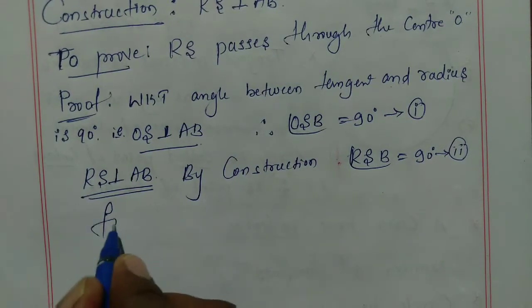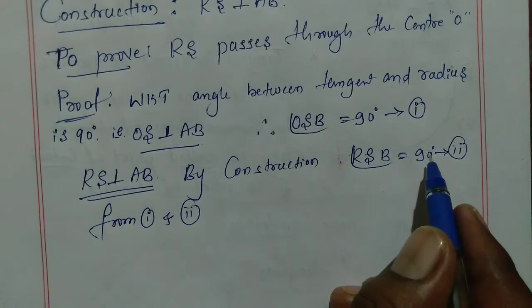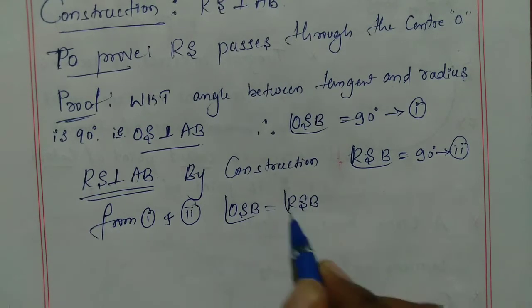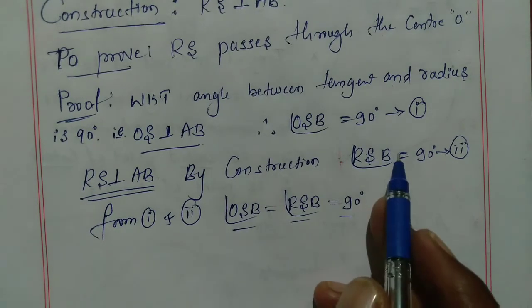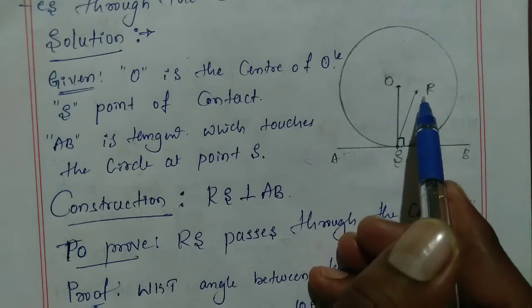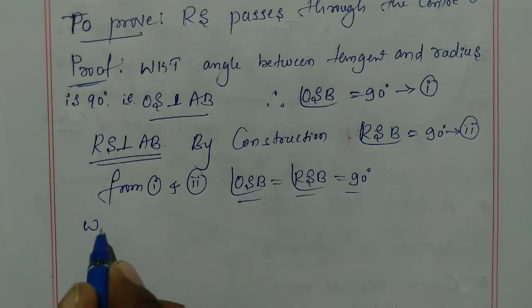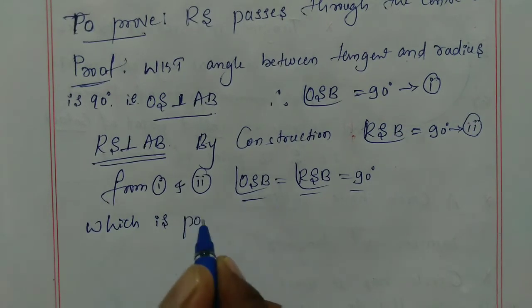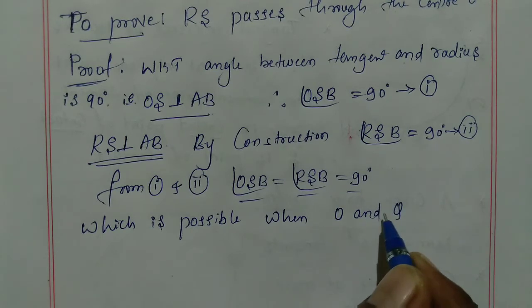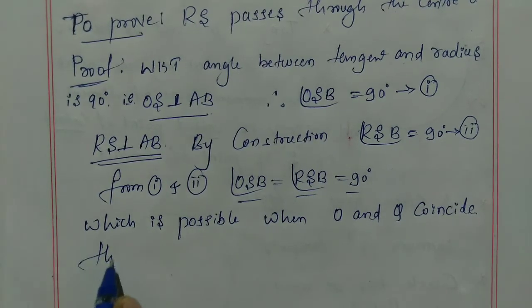Next, from equation 1 and 2, equation 1 is 90 degrees, equation 2 is also 90 degrees. So I will write angle OSB is equal to angle RSB, which is equal to 90 degrees. When is this possible? When these 2 points R and O coincide, then it is possible, meaning these 2 angles become 90 degrees. So I will write which is possible when O and R, these 2 points coincide.